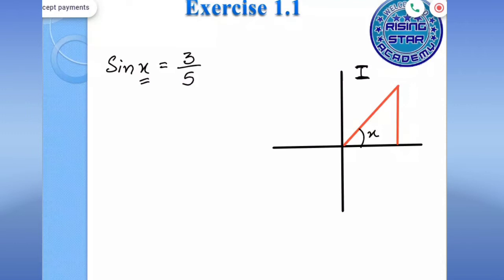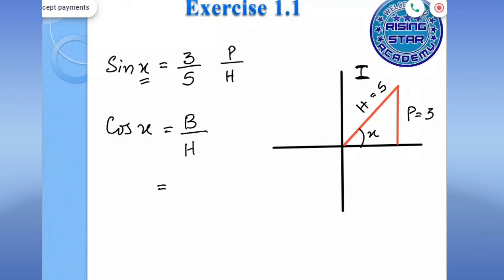So we know that this value is our perpendicular and this value is our hypotenuse. Opposite to the angle x is always the perpendicular, and the perpendicular value is 3. And definitely this height is the hypotenuse, so the hypotenuse value is 5. Now we want to find cos x. Cos x is base over hypotenuse, but the base value is not given to us. The hypotenuse value is 5, but for the base value b, we will use the Pythagoras theorem.